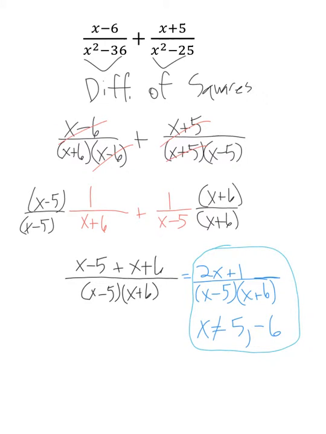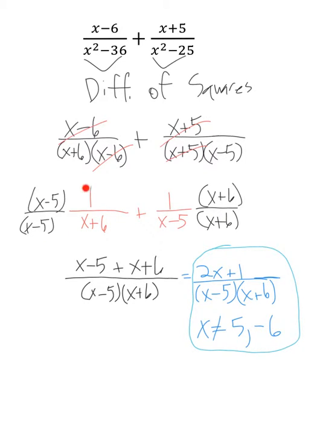So the x minus 6's cancel. The x plus 5's cancel. If you divide by yourself, you're left with 1. So if everything canceled out on top, you have a 1 left, okay? So that's why I have 1 over x plus 6 plus 1 over x minus 5. So I took the denominators from the other fractions and then put them over themselves, all right?